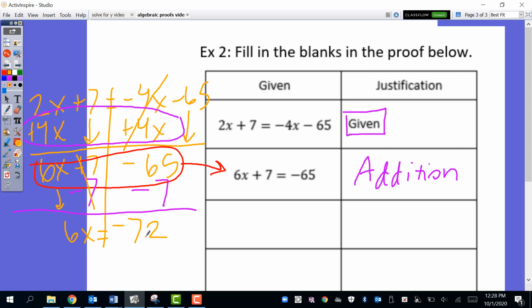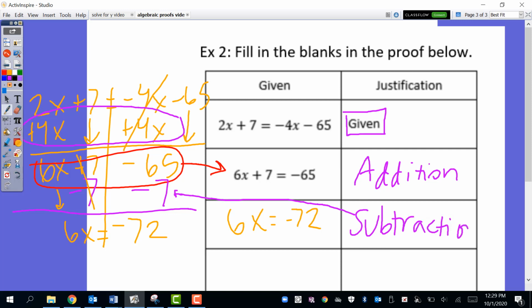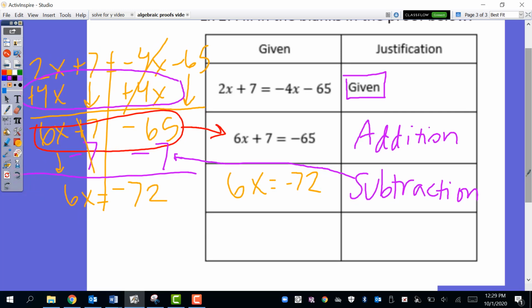So then this is what I'm writing right here: 6x equals negative 72. And what am I writing over here? Well, that's coming from this step right here. What was this? That was subtraction. So that's what I'm going to write. Subtraction. Whatever. Okay? And it's nice because they are always going to give you exactly how many blanks you need. So I can see I only have one more step left.